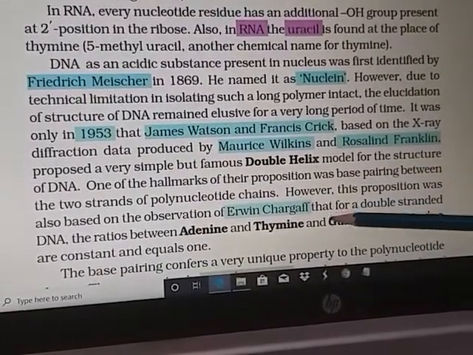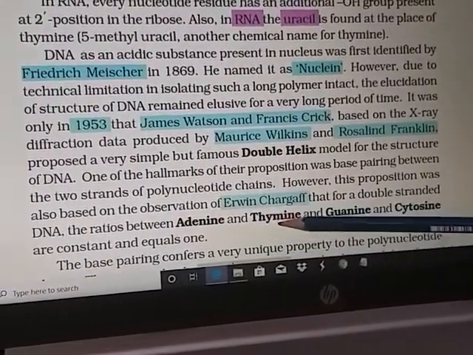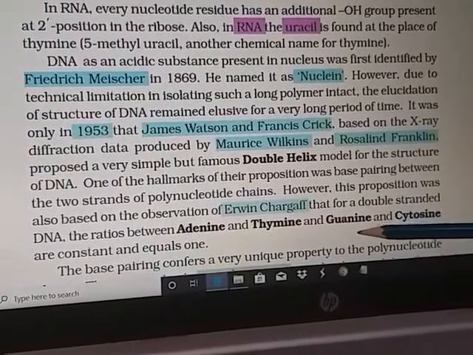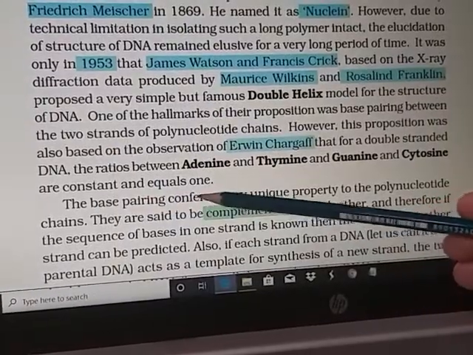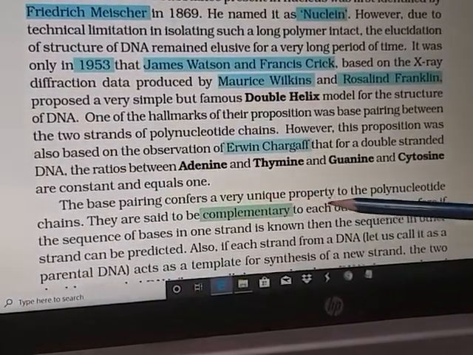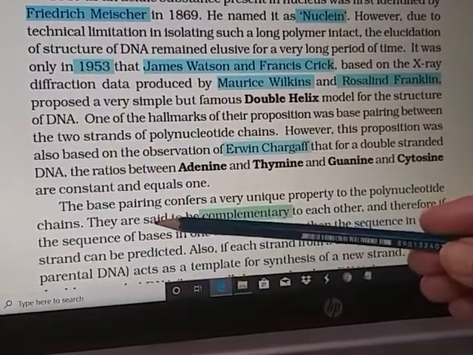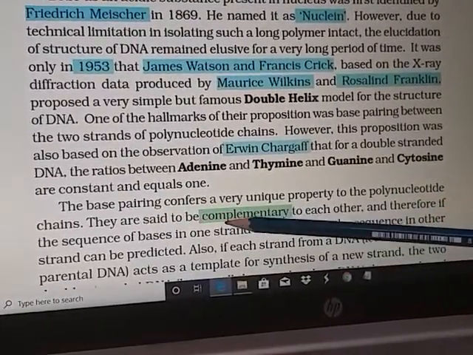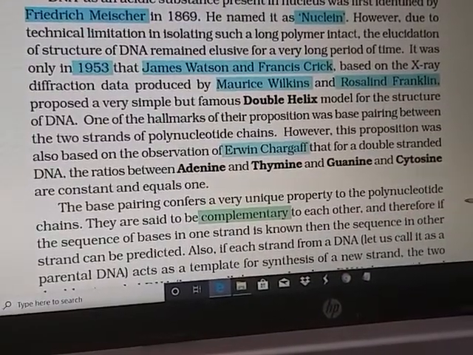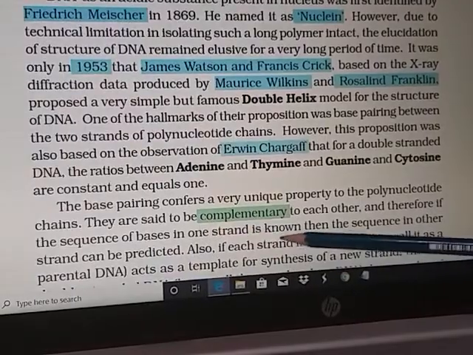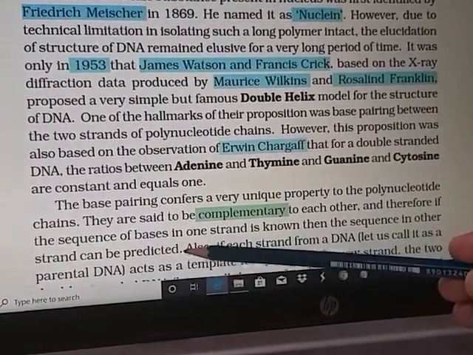Actually, one purine pairs with one pyrimidine, and adenine will always pair with thymine and guanine will always pair with cytosine. The base pairing confers a very unique property to the polynucleotide chain. They are said to be complementary to each other, and therefore if the sequence of the bases in one strand is known, then the sequence in the other strand can be predicted.